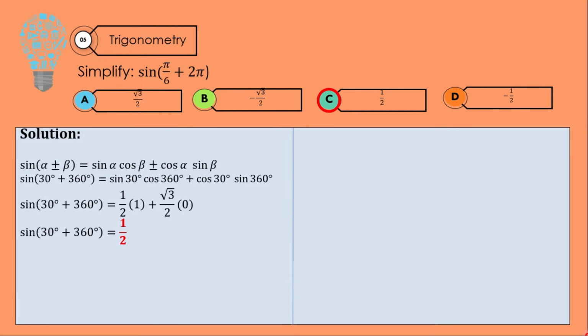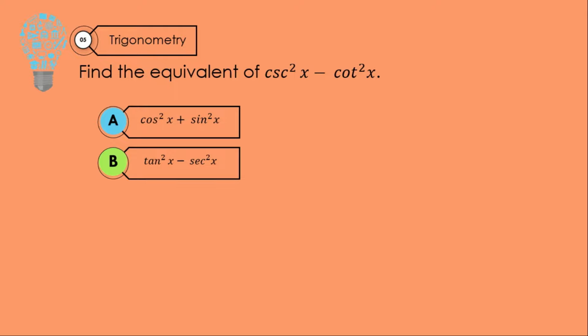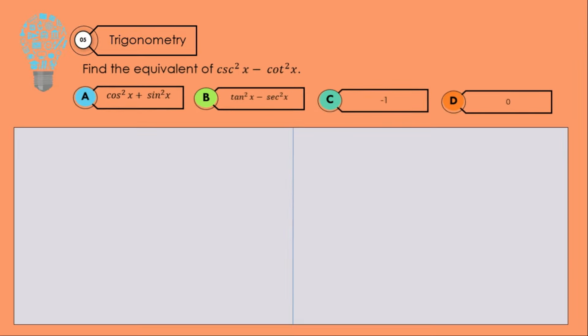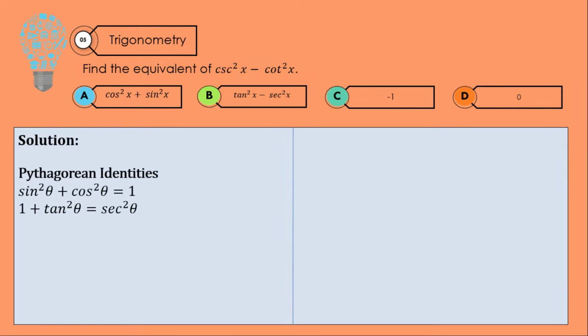For our fourth problem, find the equivalent of cosecant squared x minus cotangent squared x. A. Cosine squared x plus sine squared x. B. Tangent squared x minus secant squared x. C. Negative 1. D. 0. This problem tackles trigonometric identities, and since we have squares in the problem, probably we're going to use the Pythagorean identities. So we have here the Pythagorean identities.